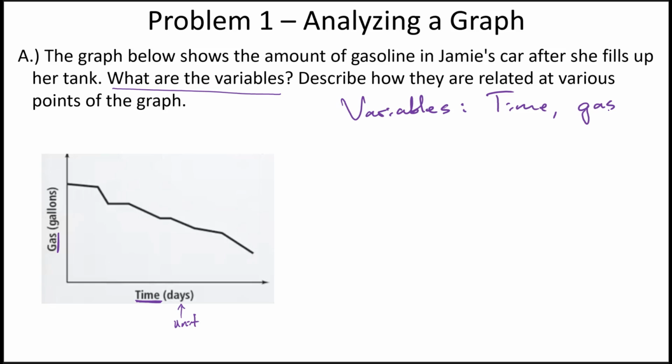And so we want to describe how they're being related at various points in the graph. This graph is showing the amount of gas in the car over the course of the days. And as we can see, over the course of the days it is going down. Overall, we can say that she is using her car, because as she's using the car, the gasoline is getting used and the amount of gas in the car is depleting. At the very beginning, this is where she fills up the tank.